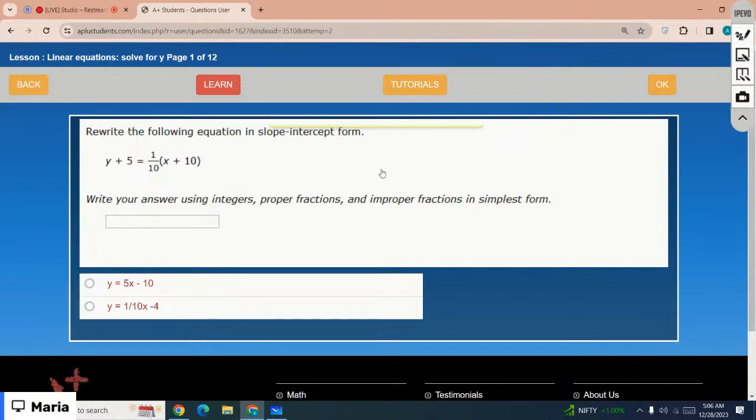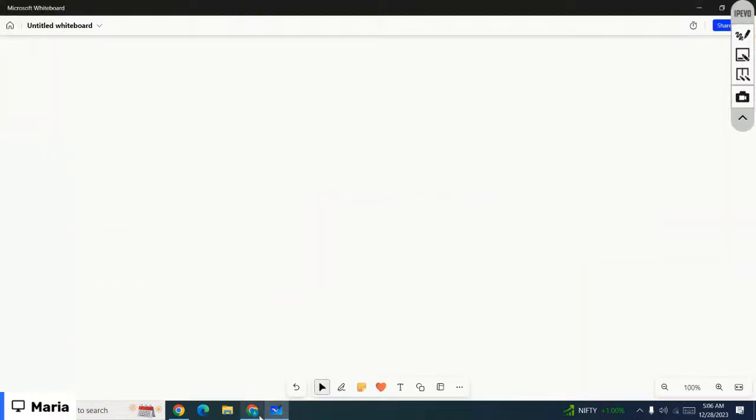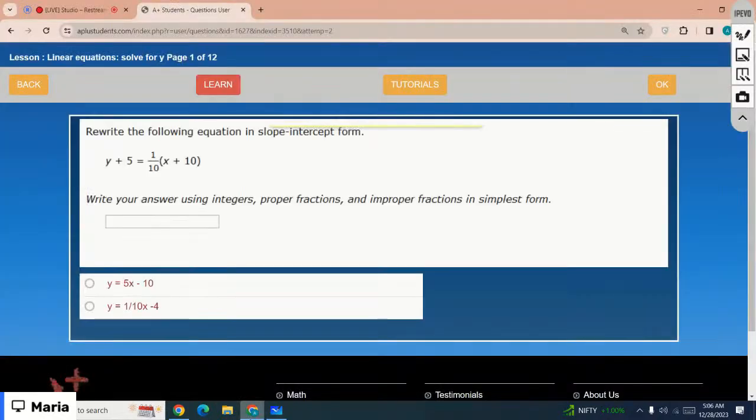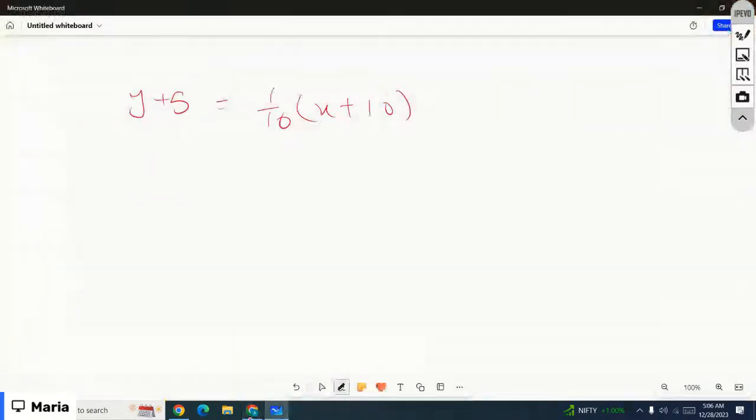Okay, the first one is: rewrite y plus 5 equals 1 over 10 times x plus 10 in the slope intercept form. So let's write down the equation: y plus 5 equals 1 over 10 times x plus 10, right? You have to rewrite the equation in the slope intercept form. Slope intercept form is y equals mx plus b. You have to rewrite the equation in this form.